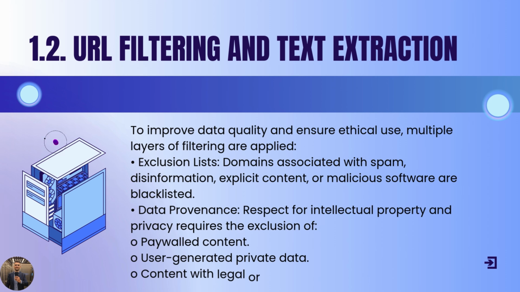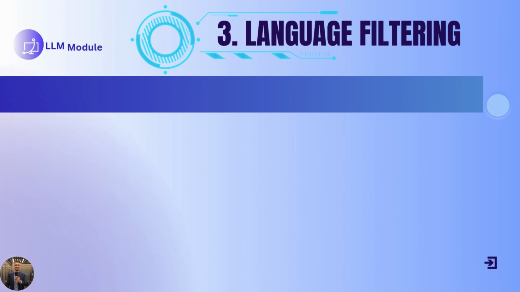To improve data quality and ensure ethical use, multiple layers of filtering are applied. Exclusion lists. Domains associated with spam, disinformation, explicit content, or malicious software are blacklisted. Data provenance. Respect for intellectual property and privacy requires the exclusion of paywalled content, user-generated private data, content with legal or ethical restrictions. 3. Language filtering.